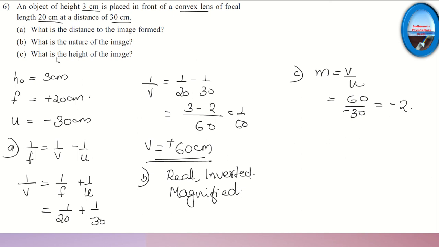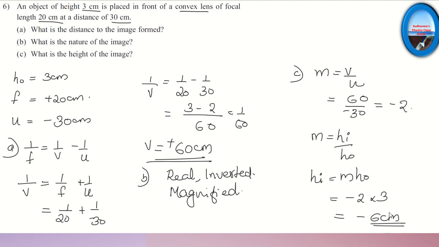But the question here is what is the height of the image? We have another formula for magnification: M is equal to height of the image by height of the object. So height of the image is equal to magnification into height of the object: minus 2 into 3. We get the answer as minus 6 centimeters. This is the height of the image. So it is a real, inverted, magnified image.